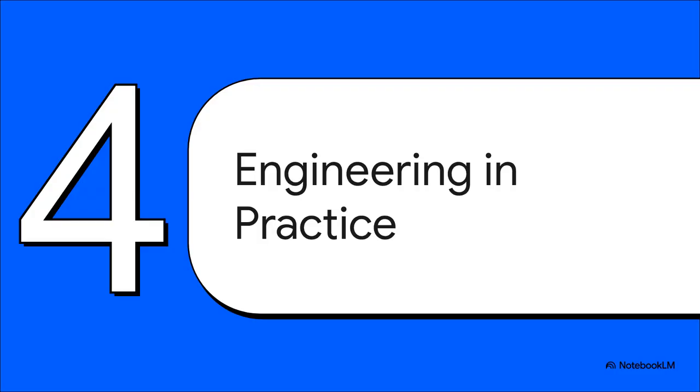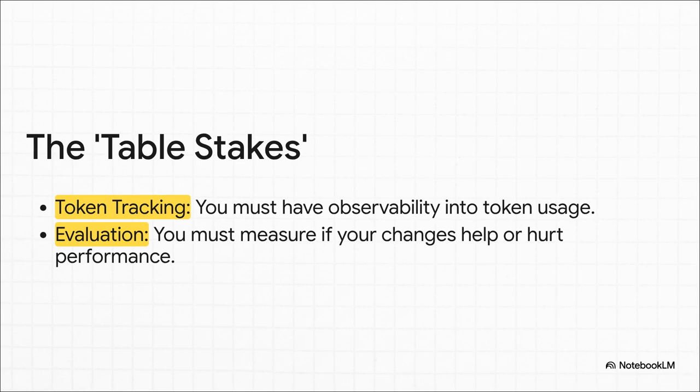Okay, so we've got these 4 really powerful strategies, right? Writing, selecting, compressing, and isolating. But before you can even think about using them effectively, there are 2 prerequisites, 2 things you absolutely have to get right first. You can think of these as the table stakes, the bare minimum to even play the game.